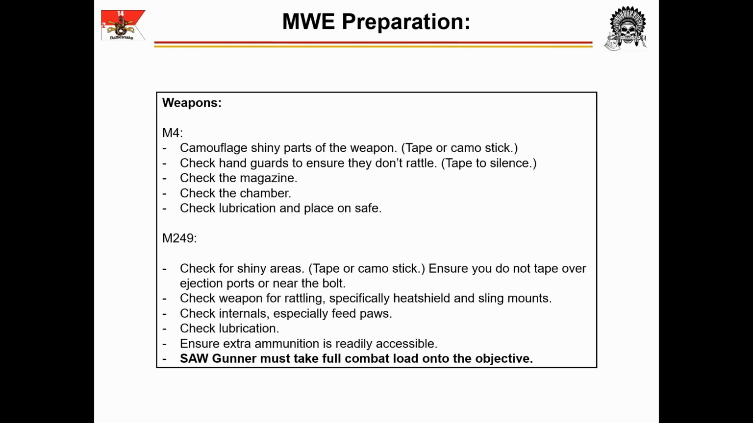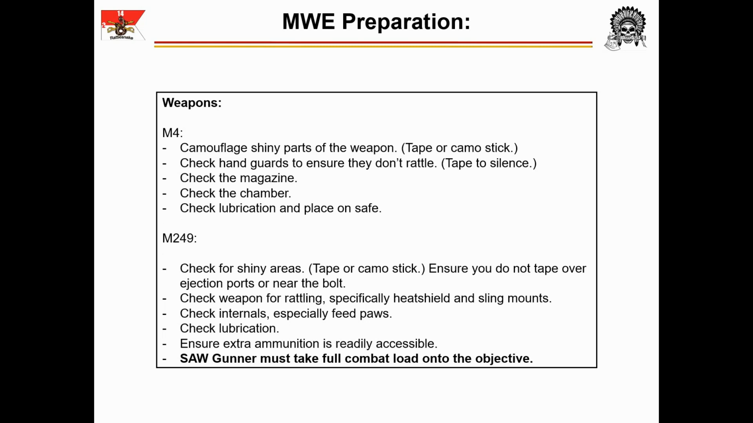For the M249 SAW, check for the shiny areas and correct the deficiencies using a camouflage stick, black tape, or black marker. If there are any pieces rattling, you can tape them down, or, if the heat shield is rattling, remove it and place it in your rucksack and ensure it is tied down. Next, ensure the bolt is locked to the rear and the weapon is on safe. Then, place your left hand on the belt of ammo to control the rounds, raise the feed tray cover, and remove the rounds from the feed tray.